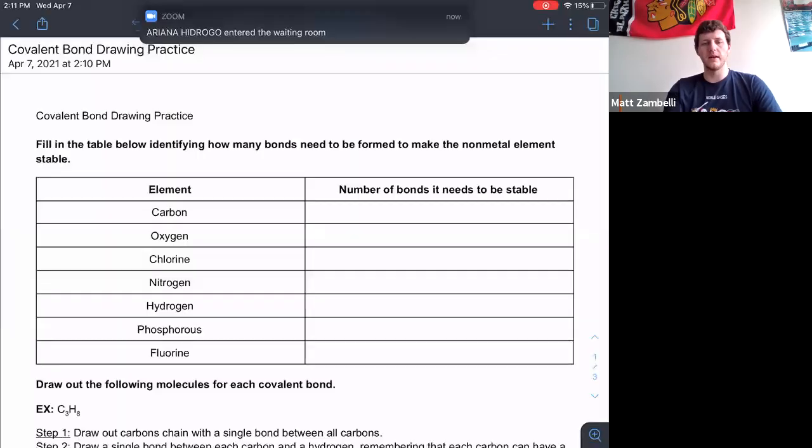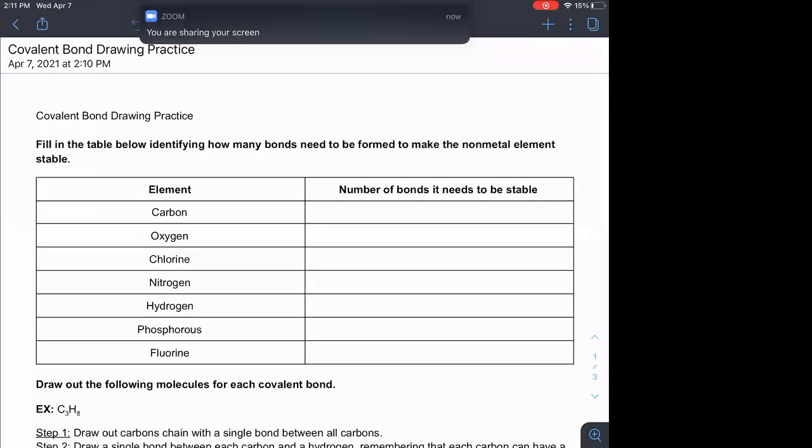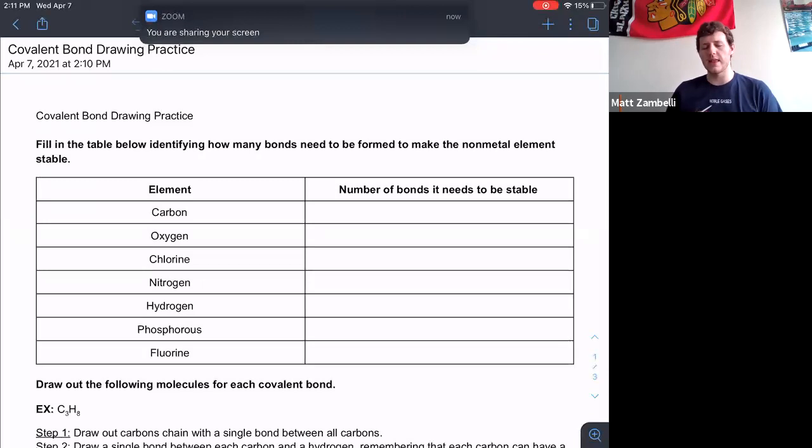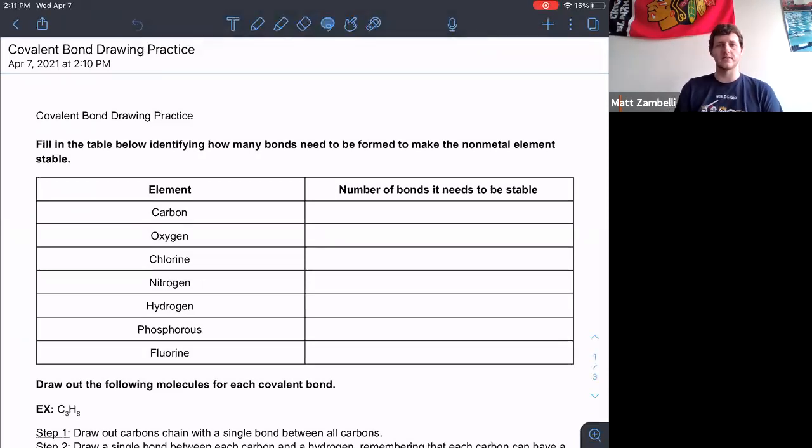Two things today. I'm going to open up the first one that we're going to be doing, and we're going to work on a little bit of this together. We're going to be working on covalent bond drawing practice. We did it first semester, so it's been a long time since we really focused on it. But we are going to work on this.